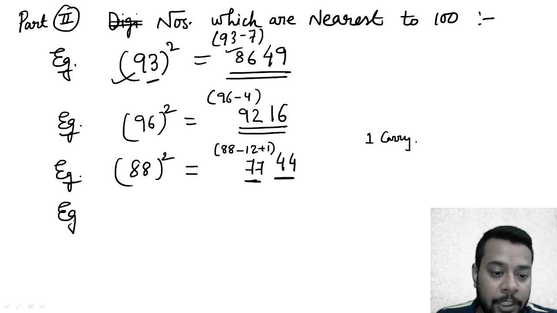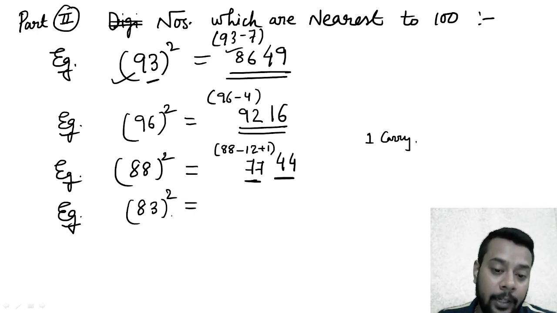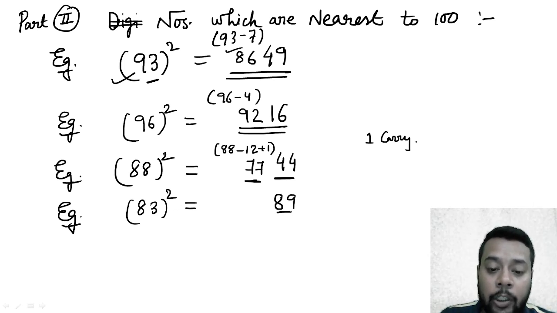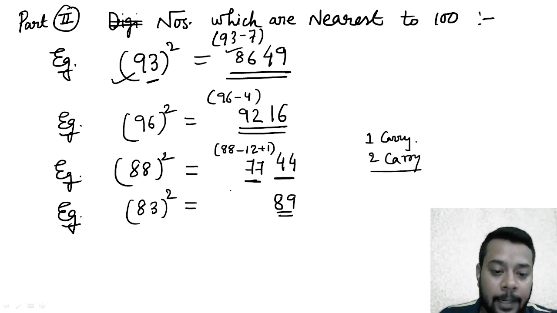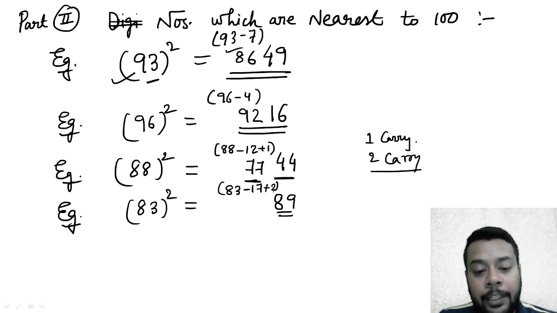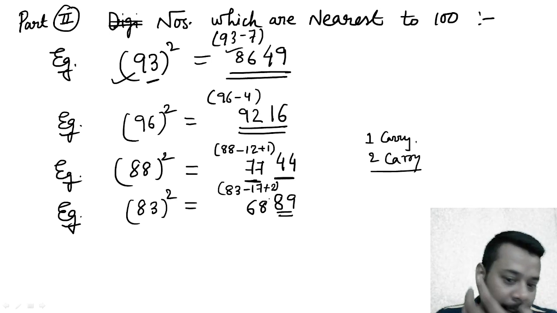Taking one more example of such type. Suppose 83 square. What will be its value? Since 83 is 17 less than 100, what will be the value of 17 square? It will be 289. So here 2 will be carry, right? And the same, from the original number 83, 17 has to be subtracted and 2 has to be added. So what will we get? 83 plus 2 is 85, and 85 minus 17 is 68.